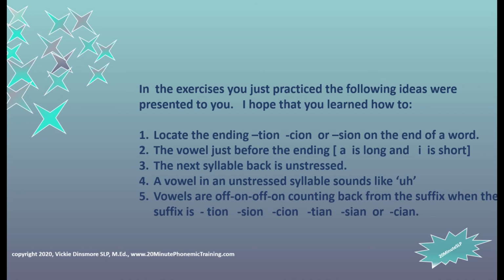A vowel in an unstressed syllable sounds like a schwa. Vowels are either turned off or they're on. So you have the syllable ending or the suffix ending, and then before that it's on, and the one next to that is off, and then it's on again. So tion, sion, cion, tian, sian, and cian all follow that pattern. That makes up a lot of other words that we have in the English language.